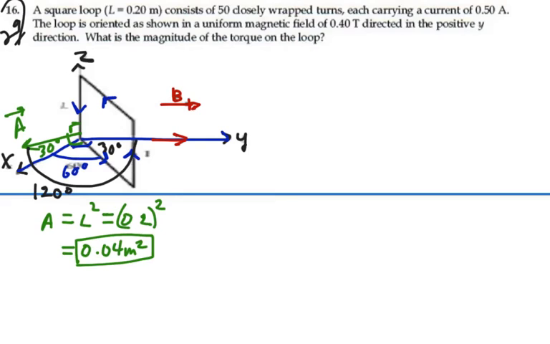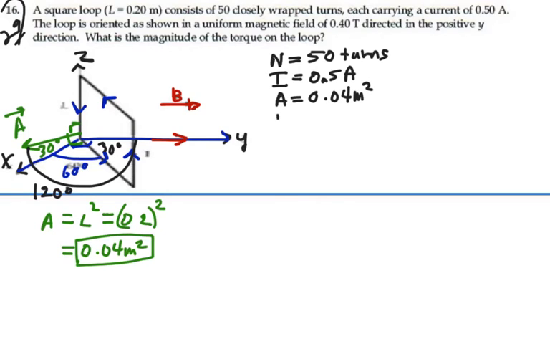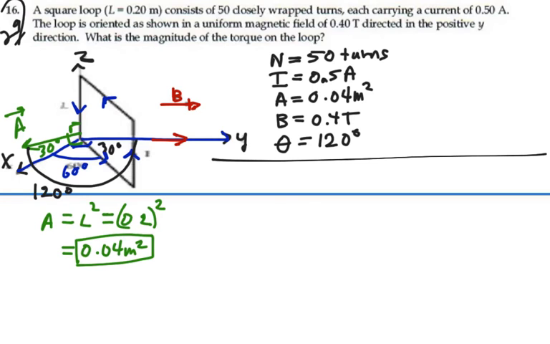So this is how our variables stack up. The number of turns is 50. And the current is 0.5 amps. And the area is 0.04 square meters. The magnetic field is 0.4 Tesla. And the angle between the area vector and the magnetic field we just determined to be 120 degrees.